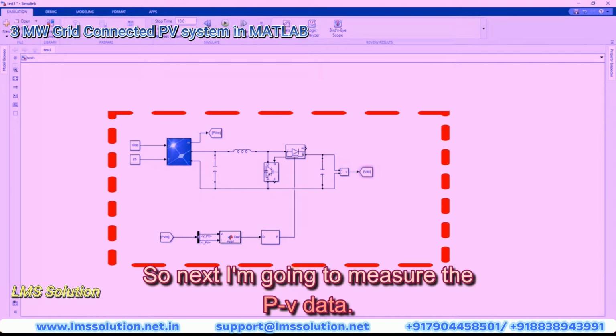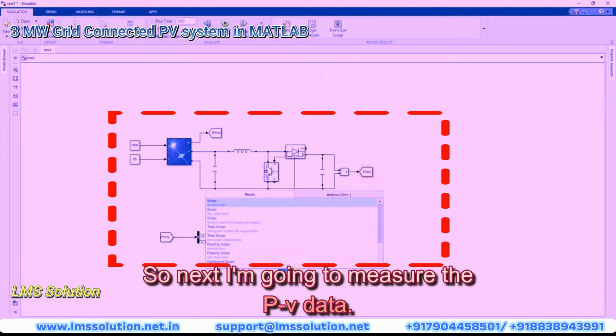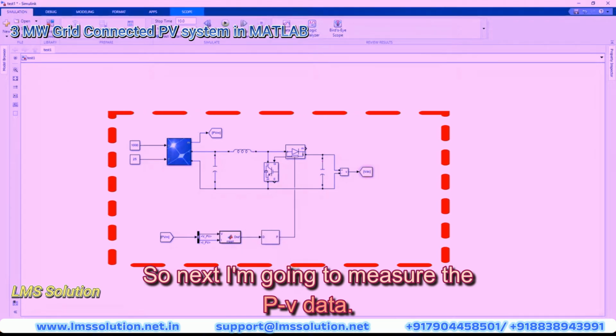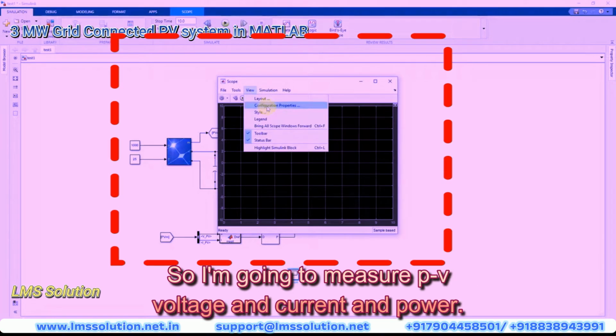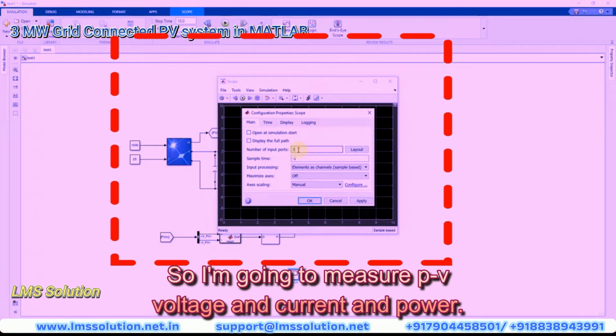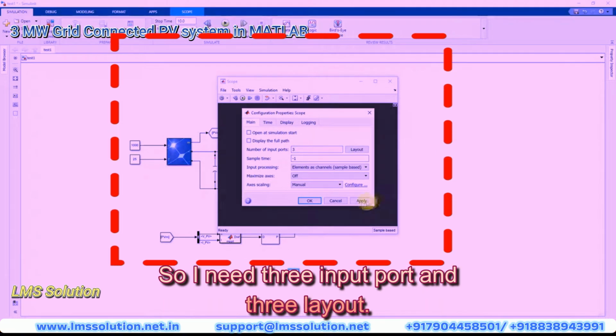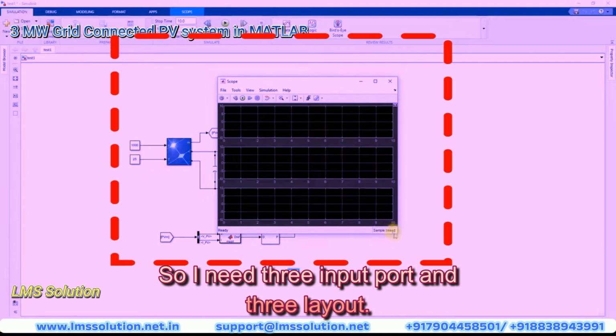So next I'm going to measure the PV data. I'm going to measure the PV voltage, current and power. So I need 3 input ports and 3 outputs.